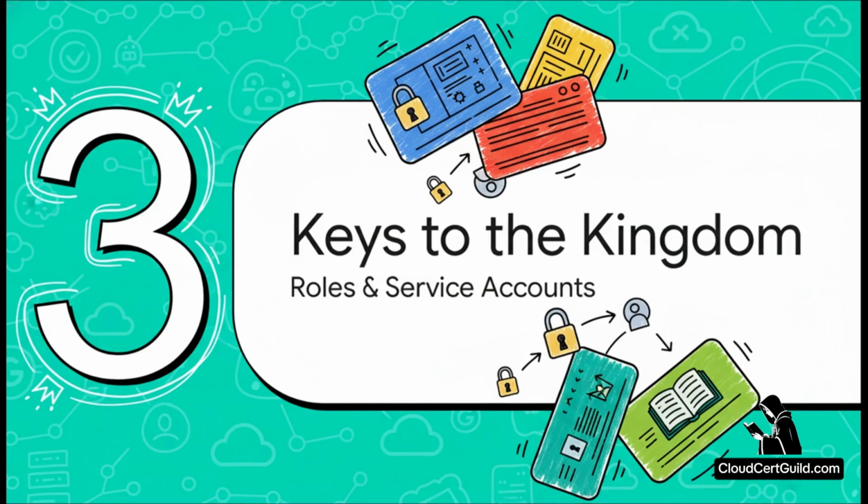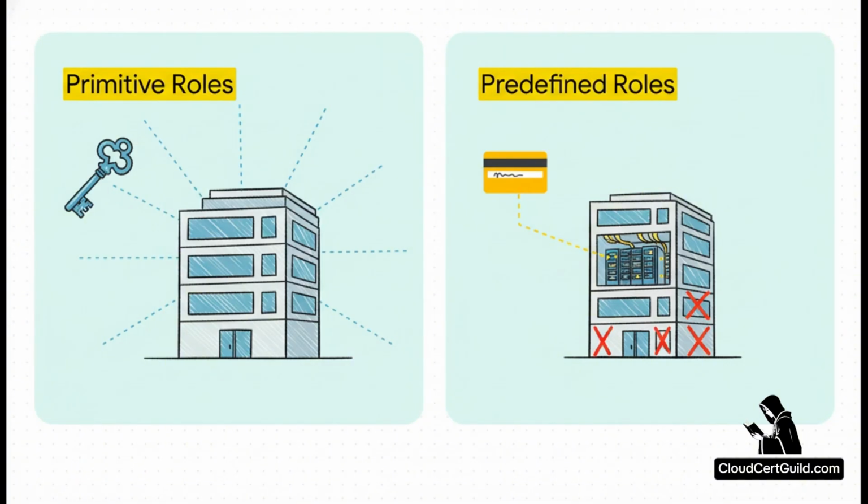Well, we do it by handing out different kinds of key cards. In IAM, we call these roles. And there are really two main types you need to know about. On the left, you've got primitive roles. These are things like owner, editor, and viewer. Think of these as master keys. They're simple, sure, but they are wildly powerful and you should be extremely cautious with them.